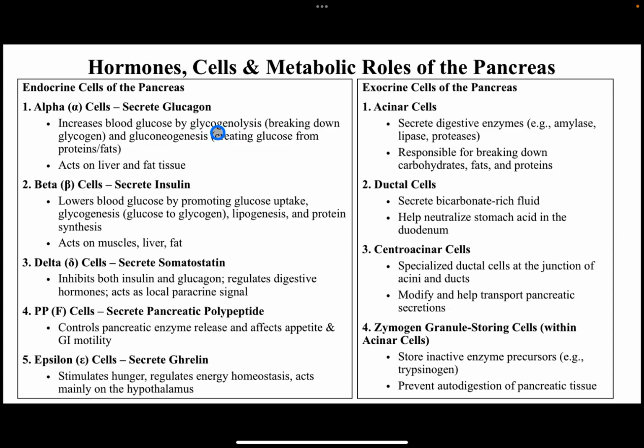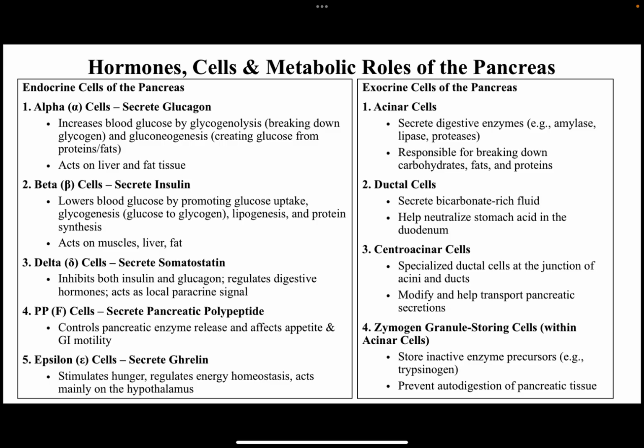The first one is glycogenolysis, and the second one is gluconeogenesis. When we say glycogenolysis, your body can store excess sugar in the form of glycogen. Glycogenolysis is a process whereby the stored glycogen is broken down back into glucose for your body to use. And when glycogen, which is stored glucose, is broken down into glucose, that helps to increase your blood sugar level again.